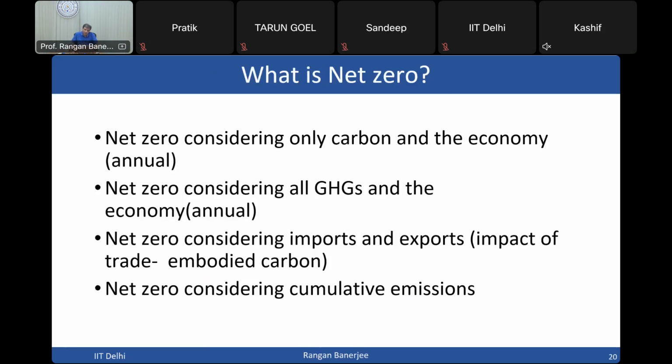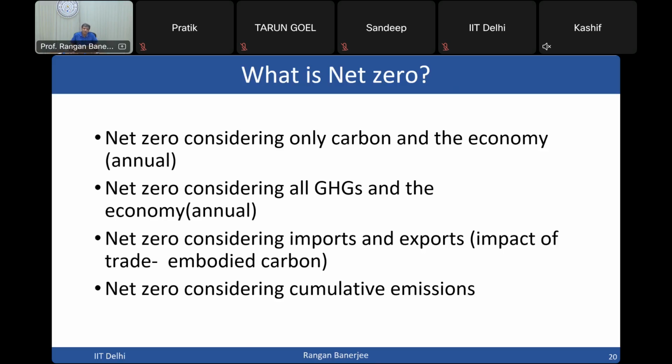When we think in terms of net zero, there are many different ways in which we can calculate net zero. One is when we take net zero only in terms of carbon dioxide, and we do it annually. The other one is net zero considering all greenhouse gases and the economy, but annually. The next one is when we also consider imports and exports. There is embodied energy and embodied carbon in all of the imports and exports. If we account for that, it's a little more tricky, but there are studies which do that, and we can consider the total GHG impact of India, including the impact of trade.